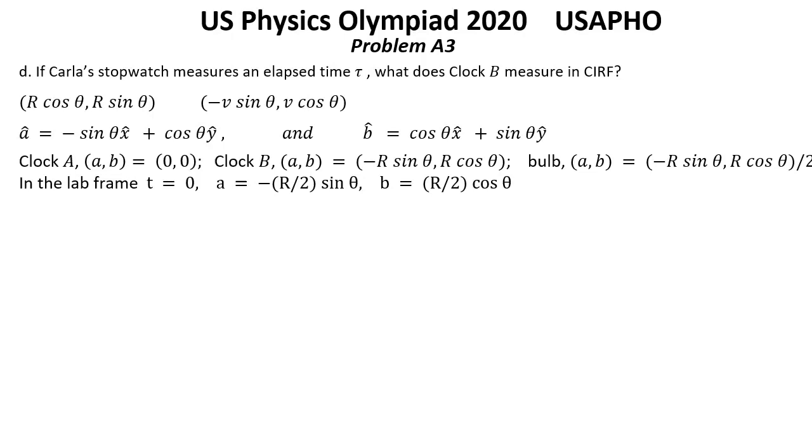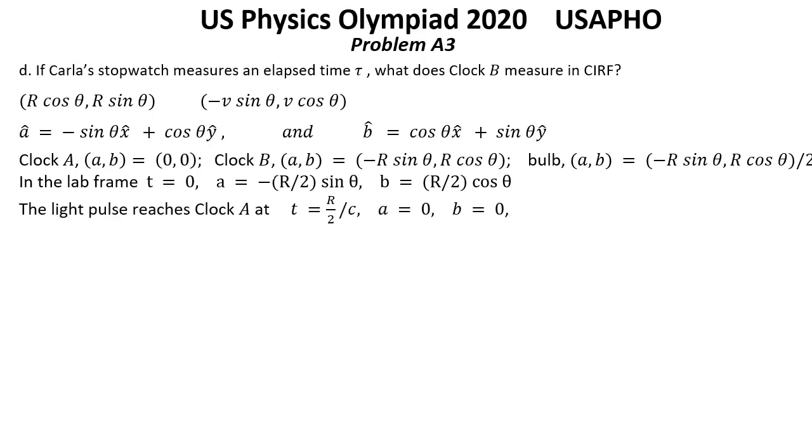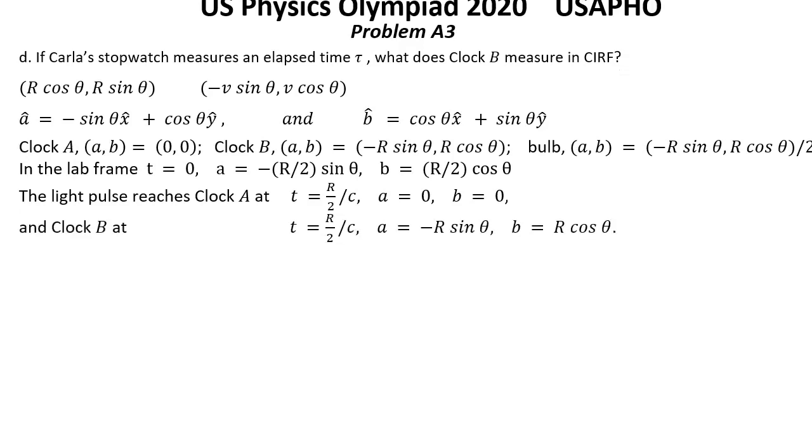The light pulse reaches clock A at t = (r/2)/c, A = 0, and B = 0, and clock B at t = (r/2)/c, A = −r sin θ and B = r cos θ.